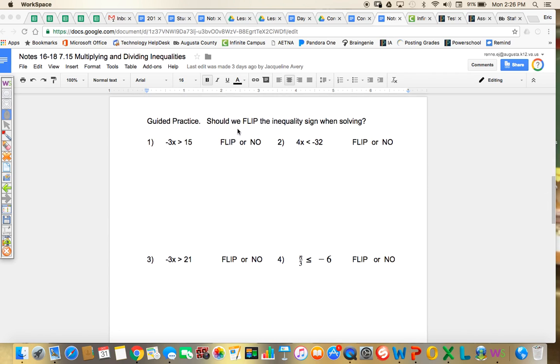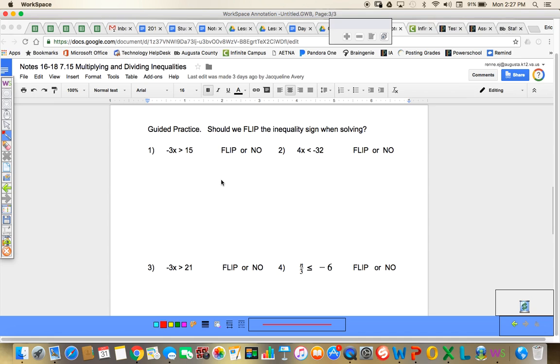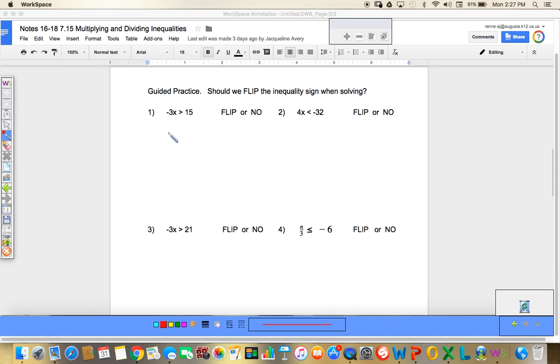So, this is our guided practice. Should we flip the inequality sign when solving? So, first step, circle the variable. So we're going to circle negative 3x. Okay, so since the variable is negative, we are going to flip.